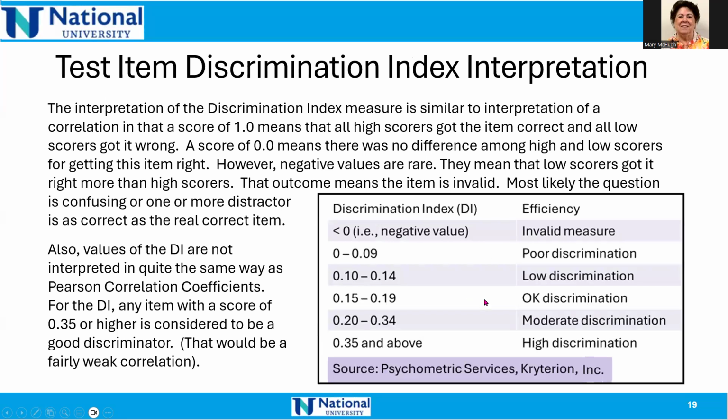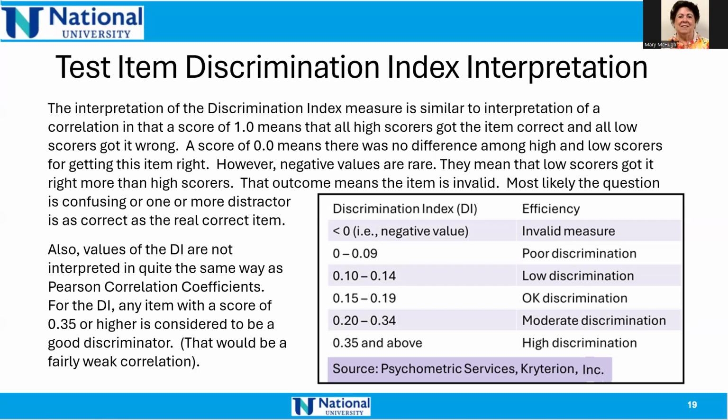The interpretation of the discrimination index is pretty similar to the interpretation of a correlation, in that a score of 1.0 means that all high scorers got the item correct and all low scorers got it wrong. A score of 0.0 means there is no difference between high scorers and low scorers for getting this item right.